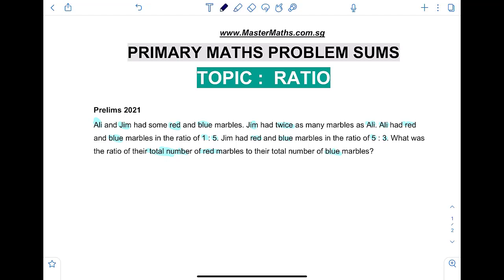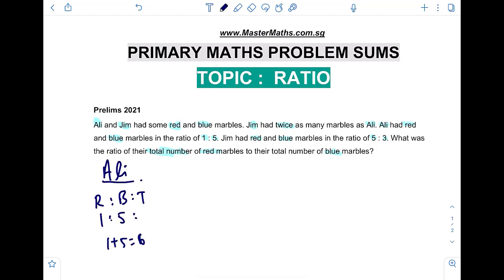Now, what we can do for a start is to write down Ali's ratios for red is to blue. Red is to blue, so this will be 1:5. And with this we can also find the total, which is 1 plus 5. There will be 6 units. So 6 units in total for Ali.